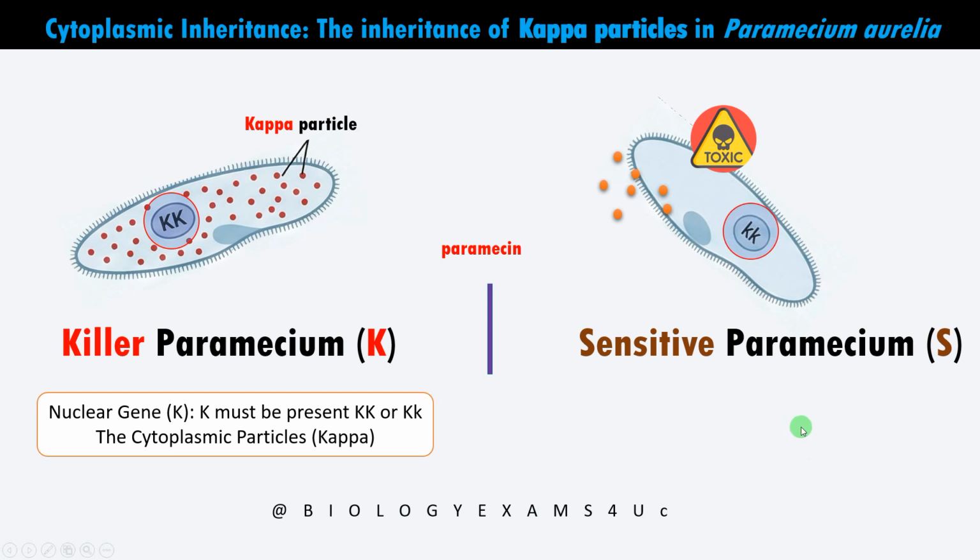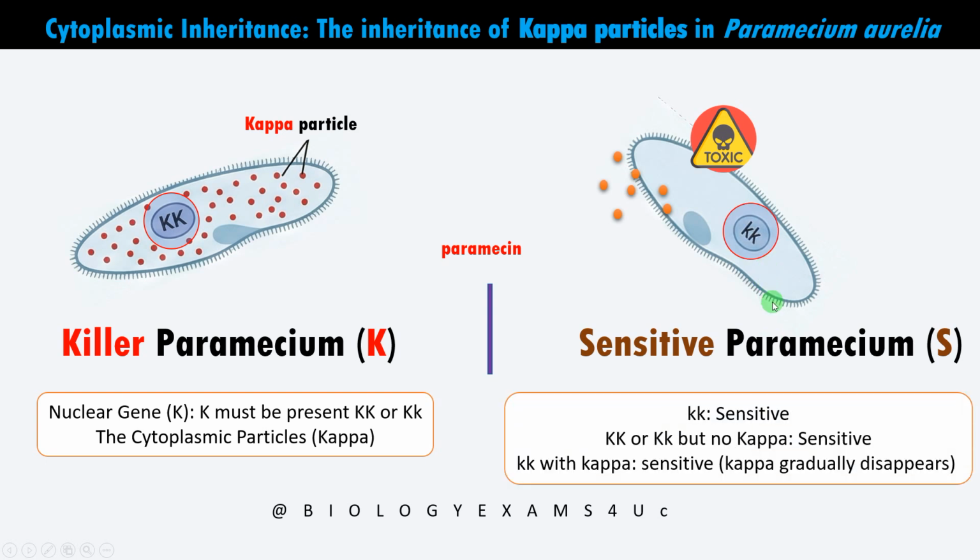Whereas a sensitive paramecium has small k, what makes it sensitive, no dominant K gene. Even if this paramecium has capital K or capital K small k, homozygous or heterozygous condition, this dominant gene, without Kappa particle, it remains sensitive. And finally, with Kappa particle, if this sensitive paramecium has a recessive kk gene, then also it becomes sensitive. In short, to become a killer paramecium, two things are essential. First, a dominant K gene along with Kappa particles. Both are essential to become a killer paramecium.